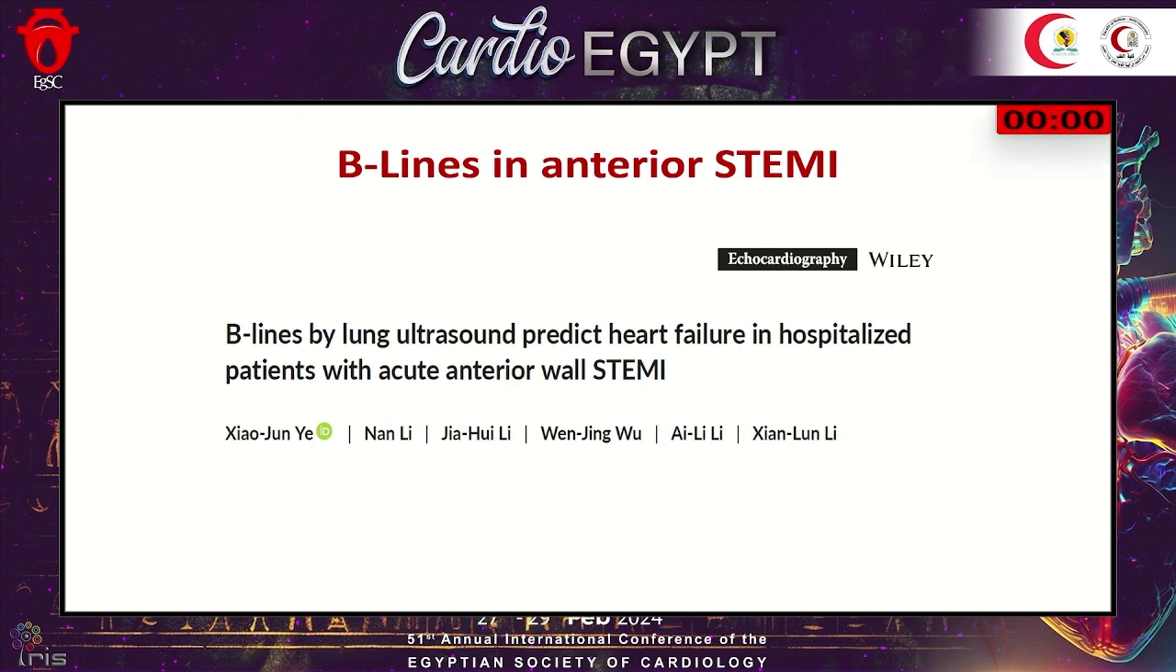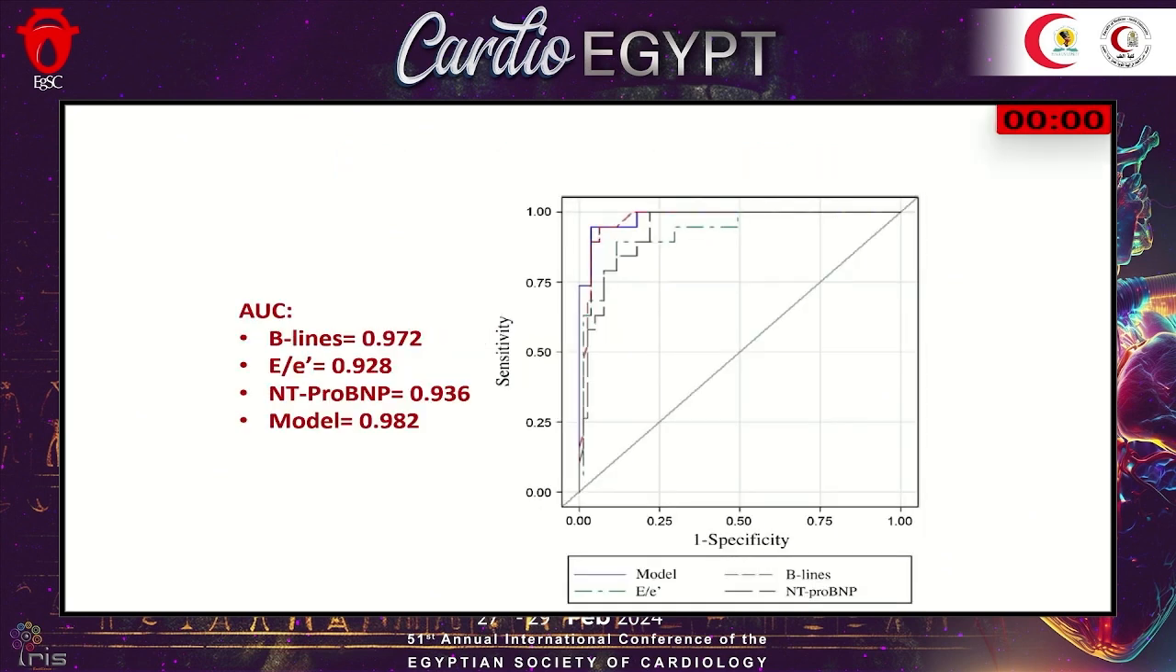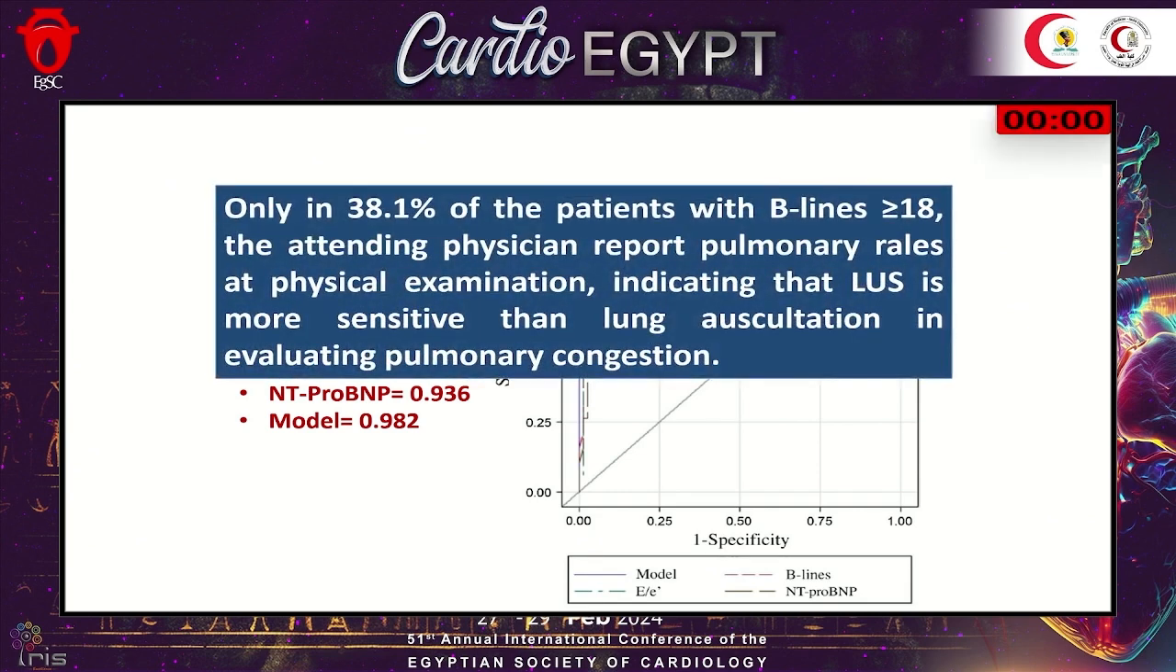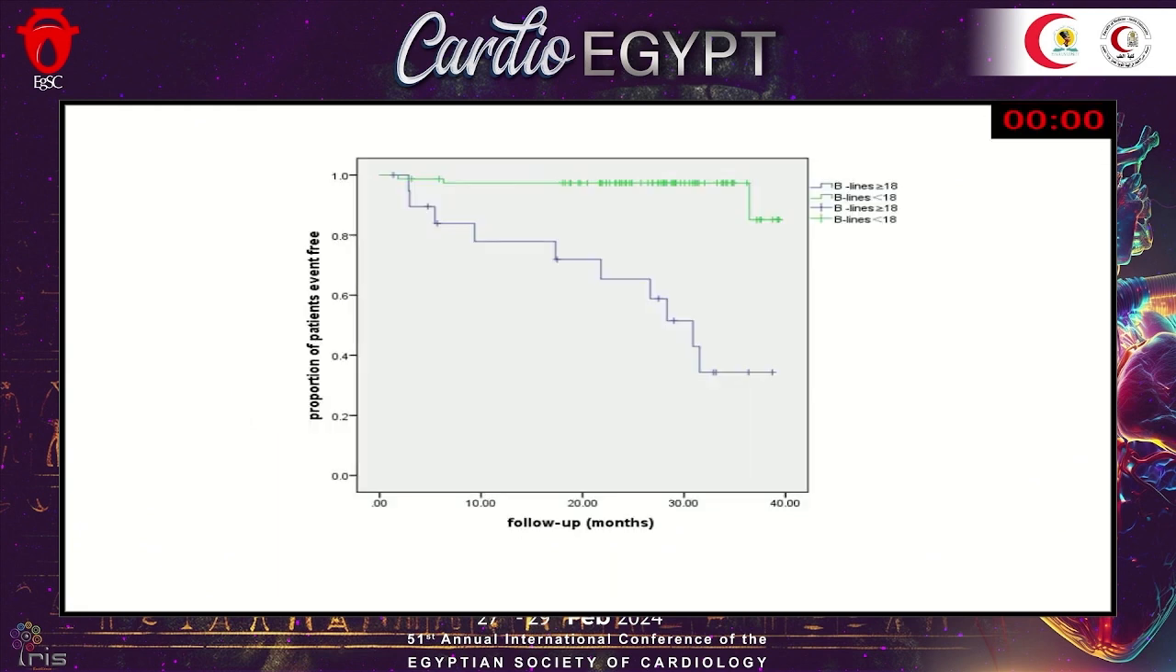Is it important in the acute anterior STEMI? Yes, it is important in order to anticipate that this patient may develop heart failure. Only 38% of patients having more than 18 B lines are heard by the attending physician to have pulmonary rales. So it shows that lung ultrasound is more sensitive than auscultation in evaluating pulmonary congestion.